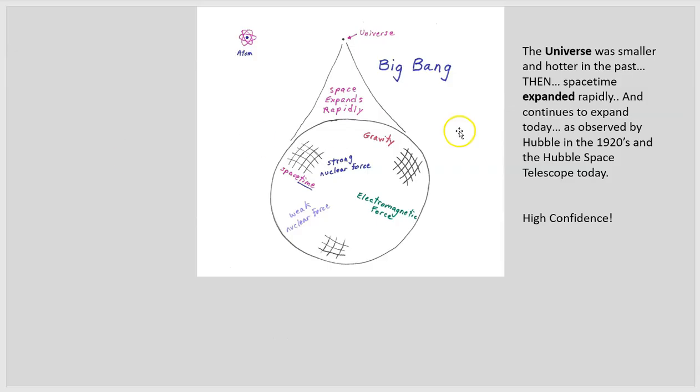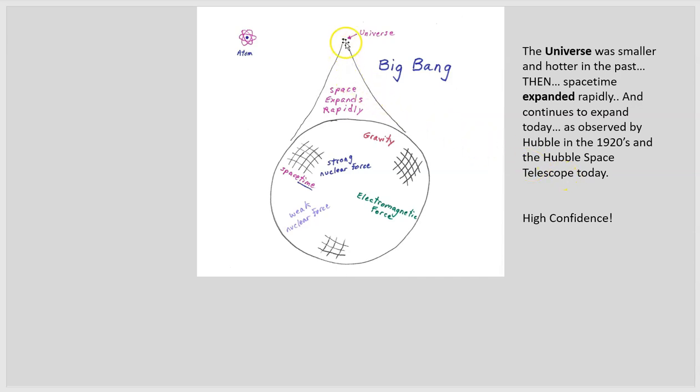So let's begin the story then with what scientists call the Big Bang. Now, scientists today would say there's lots of evidence for the Big Bang, so they have high confidence in the following: that the universe was smaller and hotter in the past, then space-time expanded rapidly and continues to expand today, as observed by Edwin Hubble back in the 1920s and the Hubble Space Telescope today.